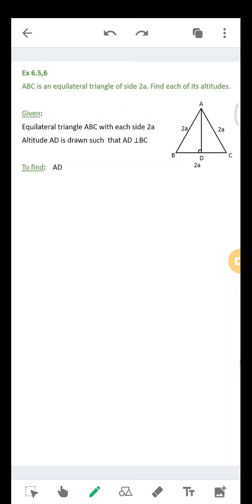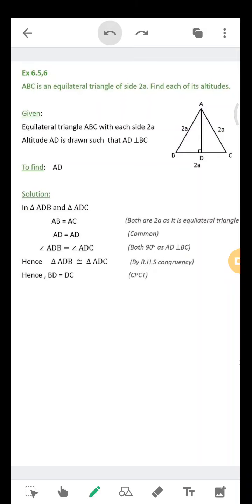Okay, so let's proceed with this. First, I'll prove these two triangles are congruent. Triangle ADB and triangle ADC, I can prove they are congruent like we did in 9th class. So I can say in these two triangles ADB and ADC, I can say that AB is equals to AC because all sides are equal. So AB will surely be equals to AC, and AD is the common side here.